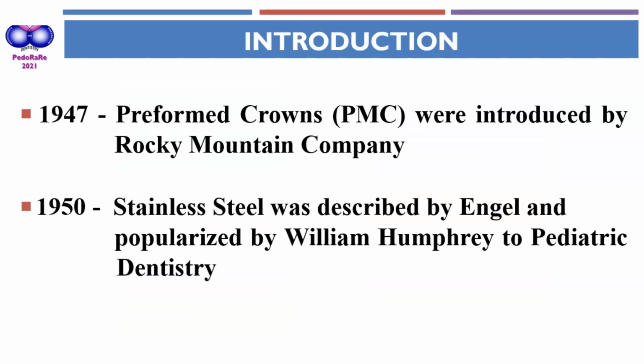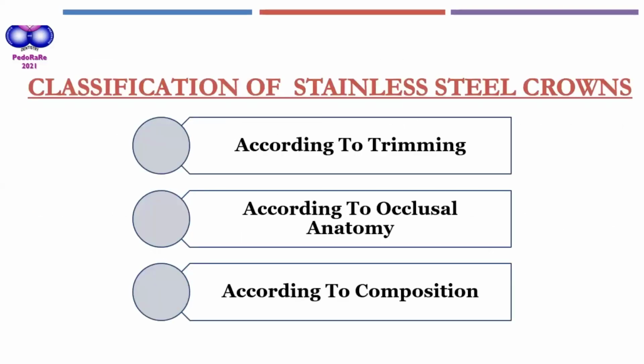in 1947, when we got independence, preformed crowns were introduced by Rocky Mountain Company. In 1950, stainless steel was described by Engel, and once that was introduced, it was popularized by William Humphrey, who introduced it to pediatric dentists. So it was Engel who found the stainless steel crown, and it was then popularized by William Humphrey.